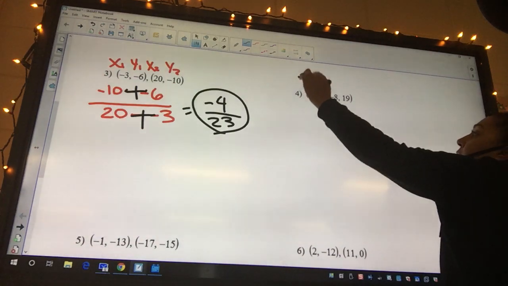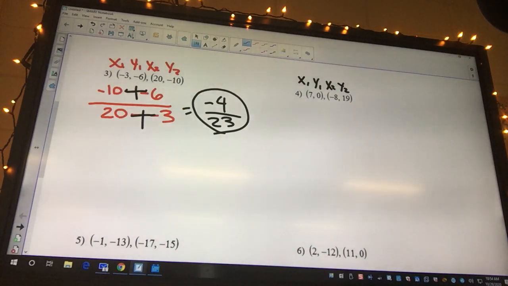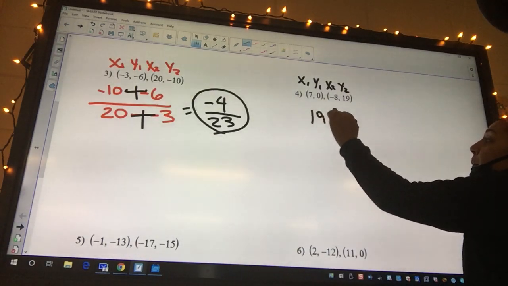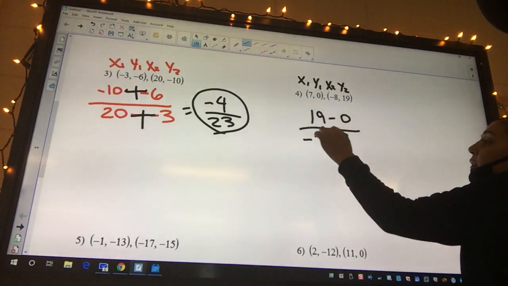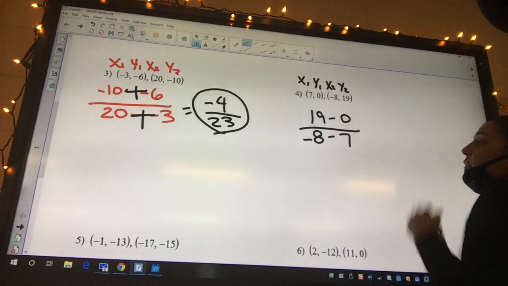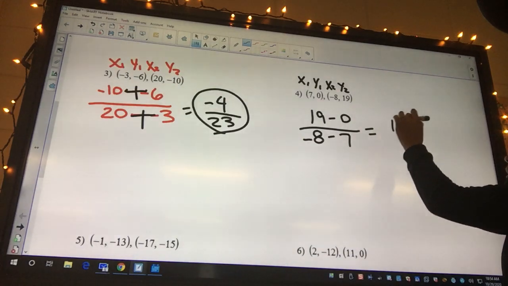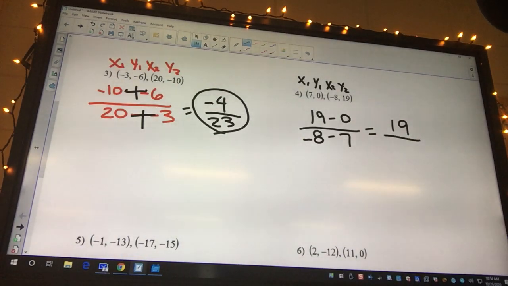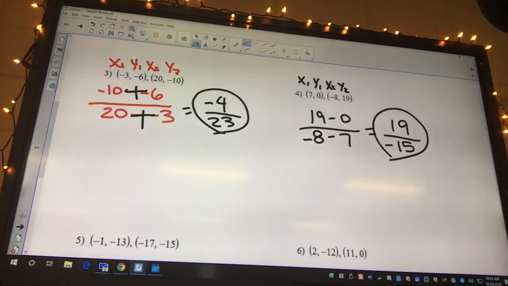Okay, number 4, we got x sub 1, y sub 1, x sub 2, y sub 2. So my y sub 2 is 19 minus y sub 1 is 0 over x sub 2 is negative 8 minus x sub 1 is 7. So 19 minus 0, I'm going to get 19 for the top. Negative 8 minus 7 is going to be negative 15 for the bottom. So it's going to be negative 15 over 19.